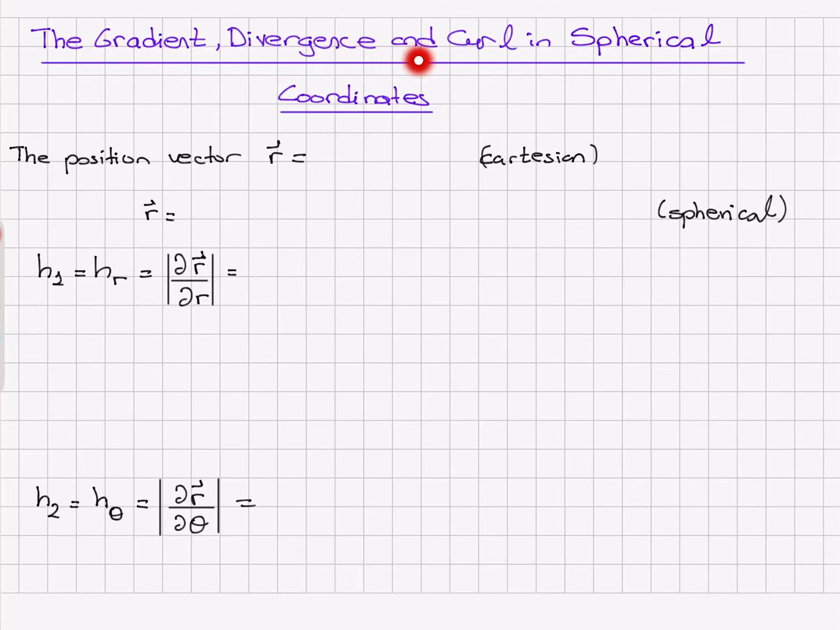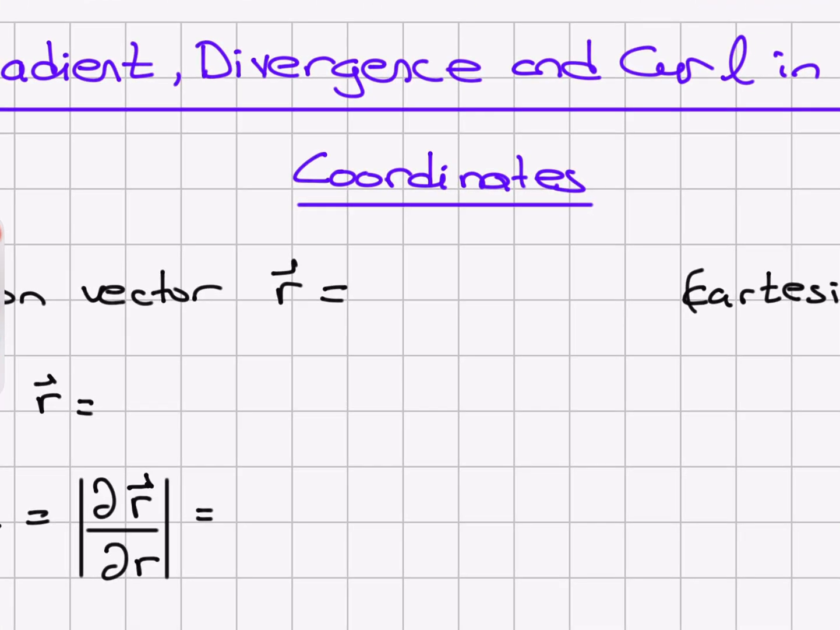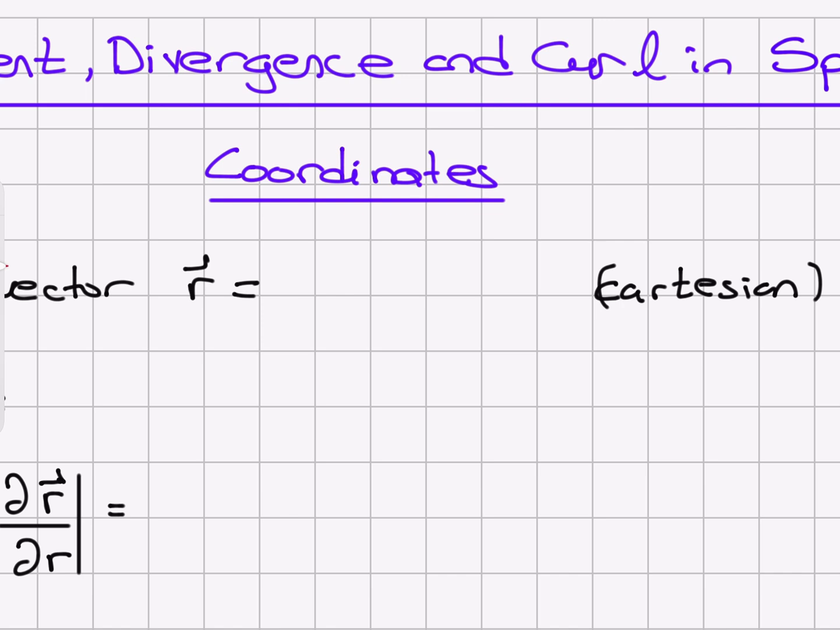The gradient, divergence, and curl in spherical coordinates. So we're going to start out with writing the position vector in Cartesian coordinates again. It's x i hat plus y j hat plus z k hat.